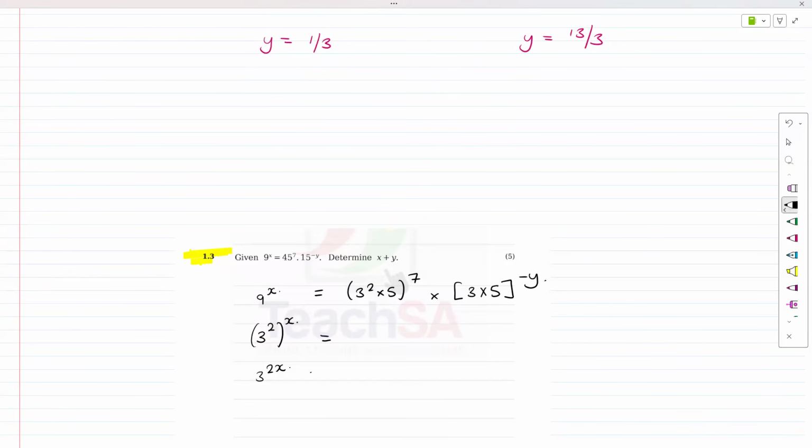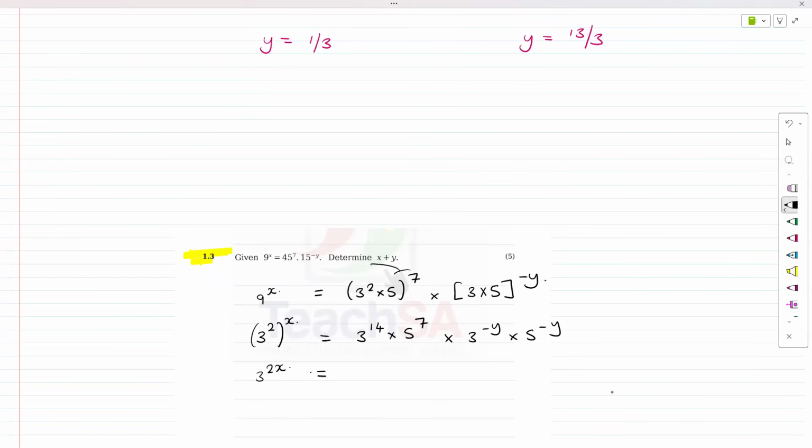But here, let's deal with this one first. This is 3 to the 14 multiplied by 5 to the 7. Remember, this is the power law. Power raised to power, we multiply. The next one is times 3 to the minus y times 5 to the minus y.